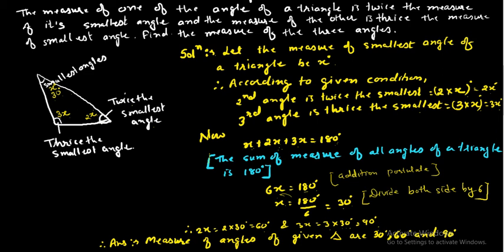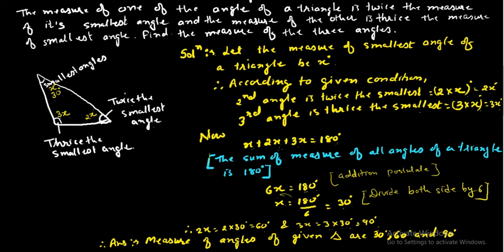So 3 into, as we consider the smallest angle as x, so I put x. So the third angle is of 3x. Now as we see, we don't know x, we don't know 3x, we don't know 2x, but we know the property that the sum of measure of all angles of a triangle is 180 degree. So we will put here x plus 2x plus 3x is equal to 180 degree and mention the reason.